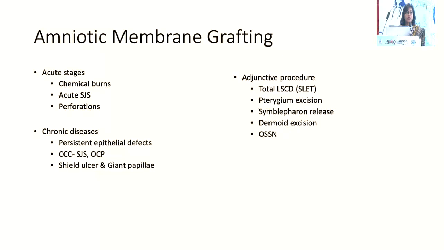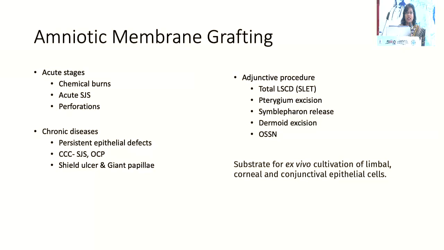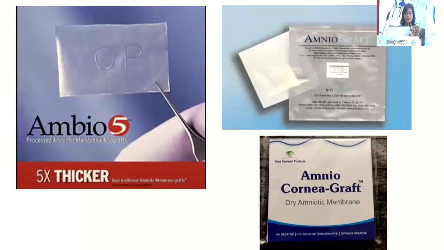Pterygium excision along with conjunctival autografting, if the area is very large, it can be covered over and above the conjunctival autograft with the amniotic membrane. In cases of symblepharon release, dermoid excisions, or even in cases of neoplasia. These days, it is also used as a substrate for ex vivo culture of limbal, corneal, and conjunctival epithelial cells.